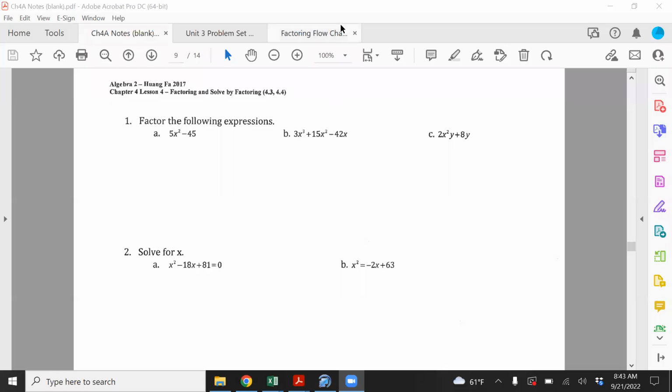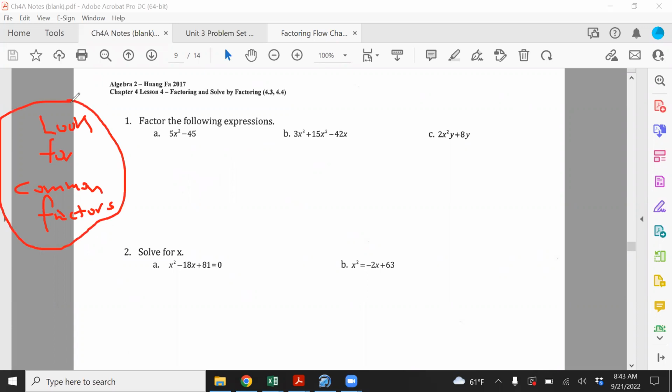Okay, so here's what we're going to do. Always, the first step, look for common factors. Yeah, like this. That's exactly what we're going to do. But the first thing I would always do, look for common factors. That's always the essence of, always the first step of factoring.